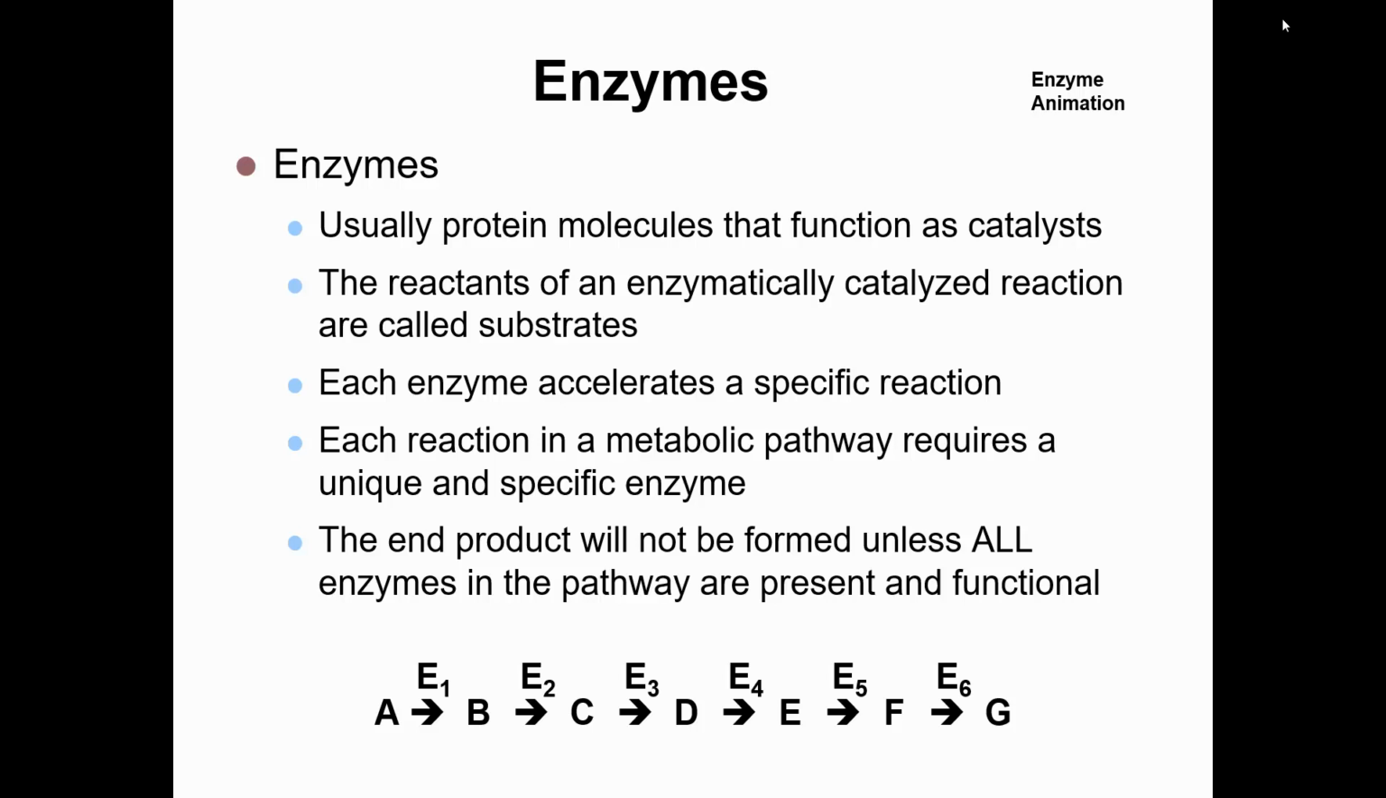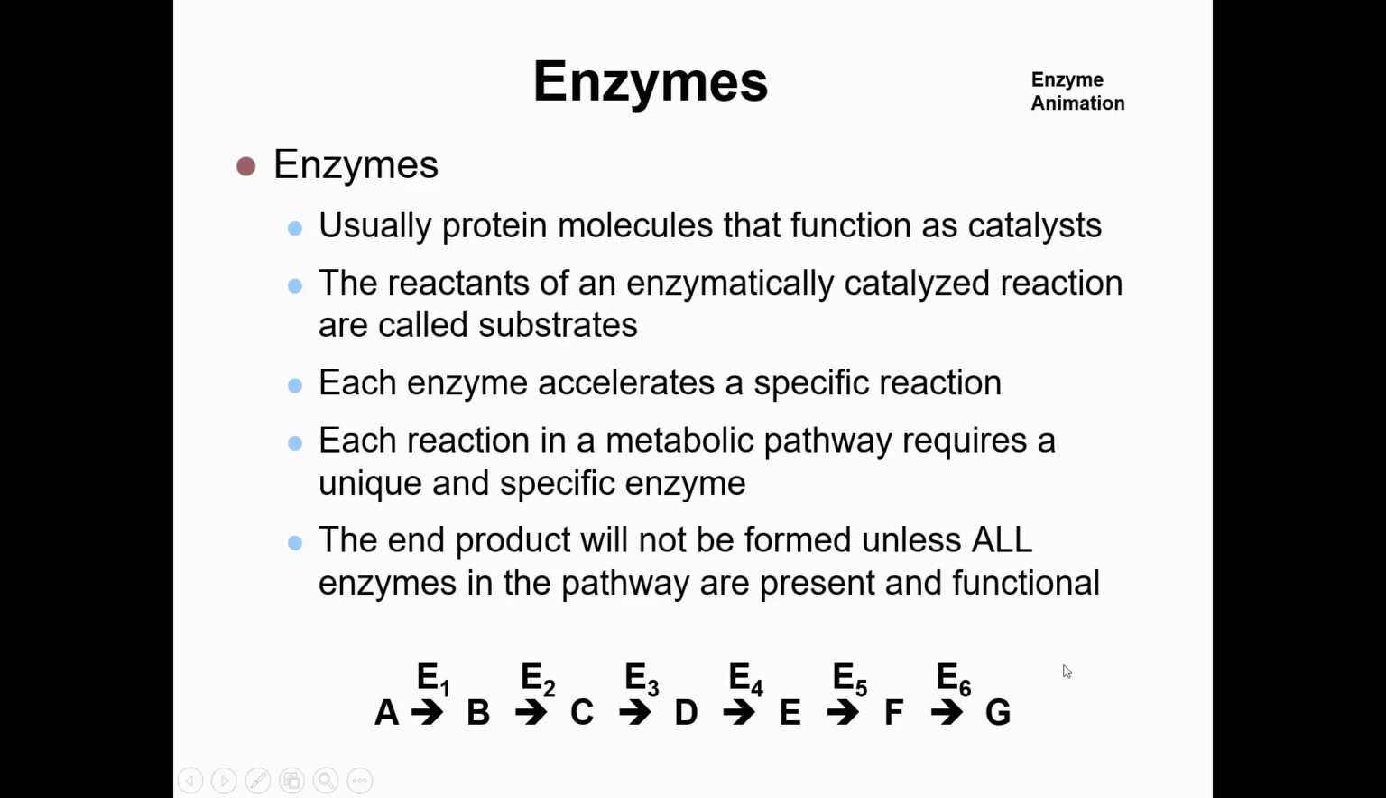Metabolic pathways are long chains of enzymes that eventually accomplish the production of a particular product. So what we see here is this. We have substrate A, which is transformed by enzyme number 1 into substrate B. Then substrate B is transformed by enzyme 2 into substrate C, and so forth all the way down the line until we get to G.